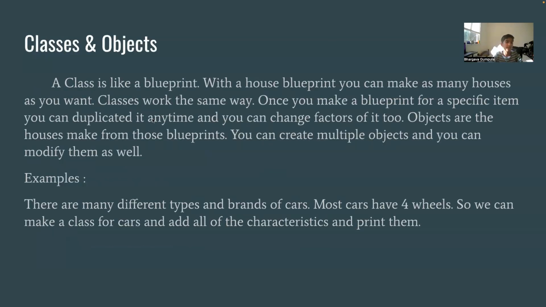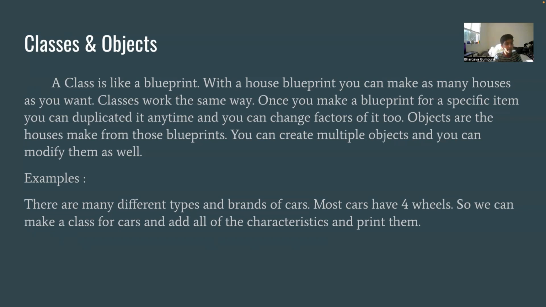So first, what is a class? A class is like a blueprint. With a house blueprint, for example, you can make as many houses as you want, right? Classes work in the same way. Once you make a blueprint for a specific item, in this case a house, you can duplicate it and change it as many times as you want. You can also change some factors, like the size or scale. You can make as many houses as you want from those blueprints, and then you can modify factors from each object separately so they're unique.